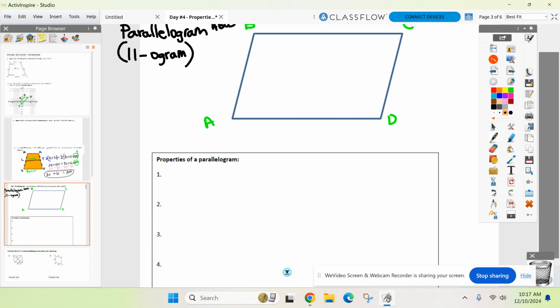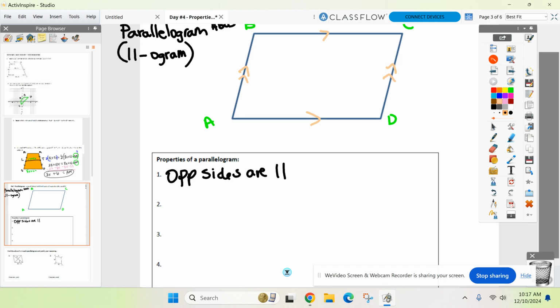Here's your first property of a parallelogram. It's got the word what in it? Parallel. Opposite sides are parallel. Both pairs of opposite sides. So, arrow, arrow, double arrow there. Opposite sides are parallel.